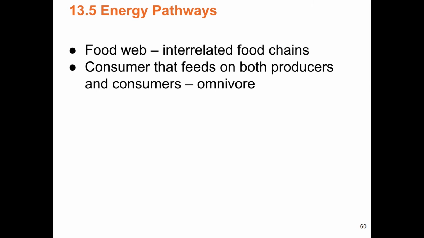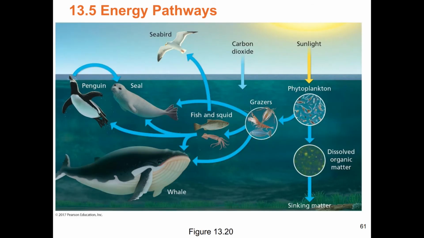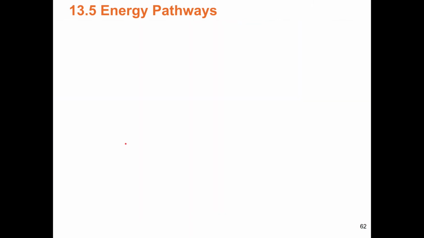Food webs are interrelated food chains, and consumers that eat everything are omnivores. So here we've got an Arctic food web of producers and consumers and consumers and consumers. And then eventually there'd be decomposers.